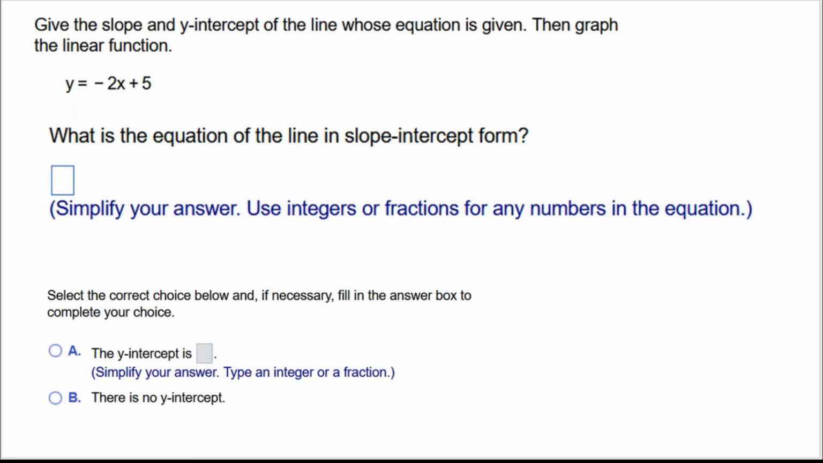So here it says, give the slope and the y-intercept of the line whose equation is given. Then graph the linear function. What is the slope? Very good. So the slope is -2. You got it. And what's the y-intercept? Positive 5. Here it says, what is the equation of the line in slope-intercept form? But isn't that it? Yeah.